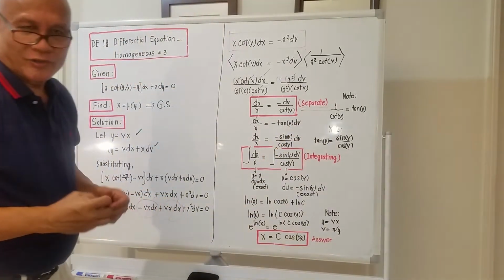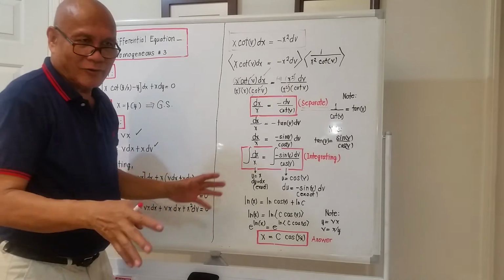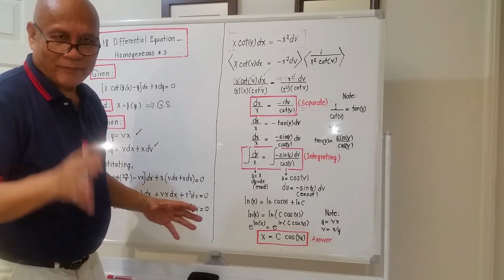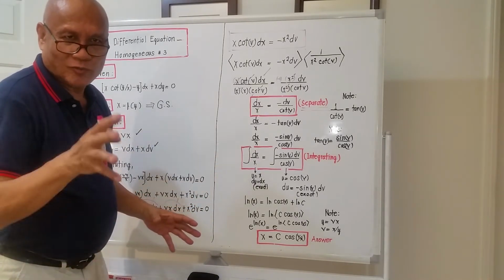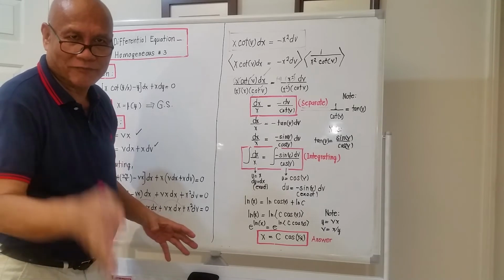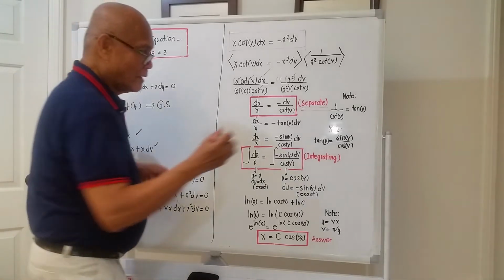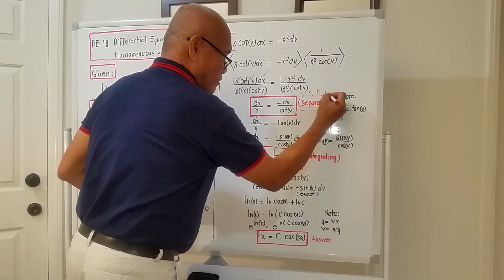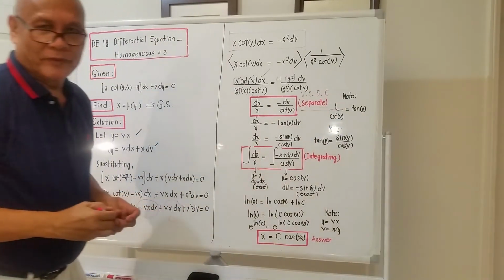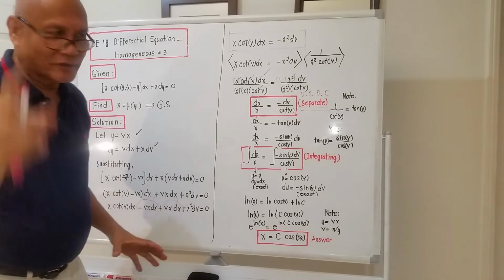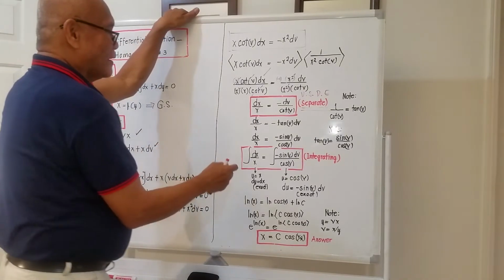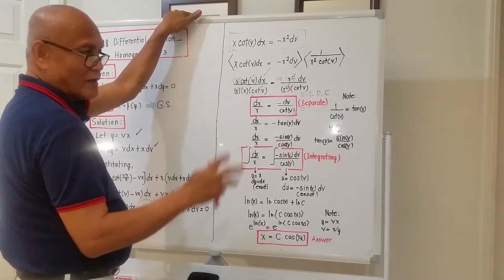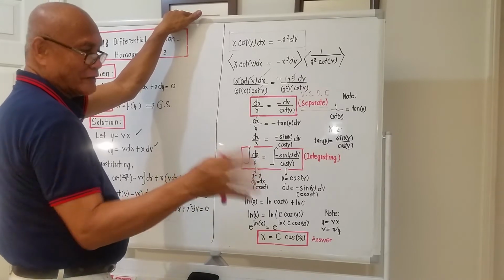Okay? So it is true that according to the solution of homogeneous, after the substitution, what will come out will be a variable separable differential equation. This is now a variable separable differential equation. Okay? To bring out the solution, integrate. But we try to manipulate first for it to be integrable.